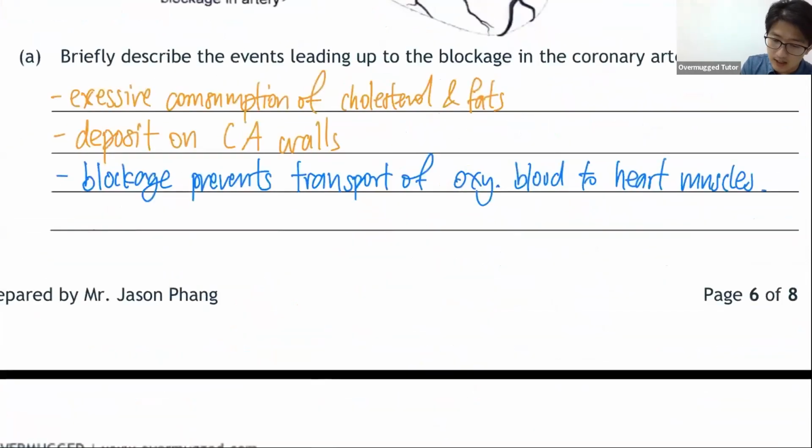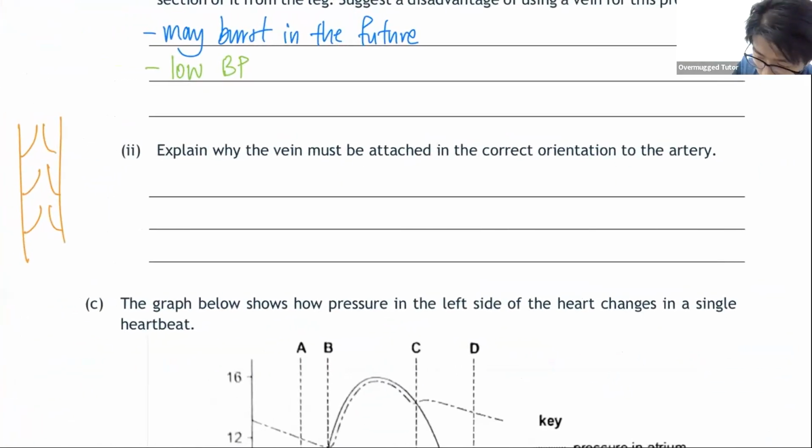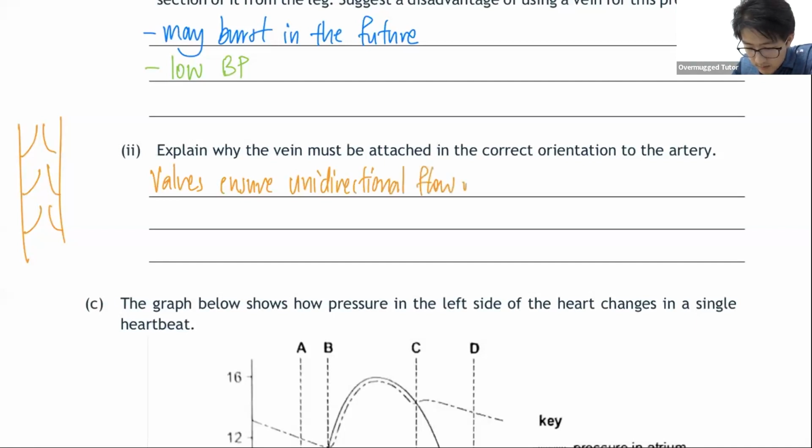Okay, so here it's about the function of valves. So we're talking about the valves. Valves ensure unidirectional flow of blood. So you must also think about, then what would happen if the vein is attached incorrectly? Okay, so we add that in.